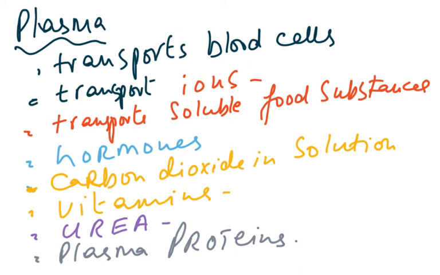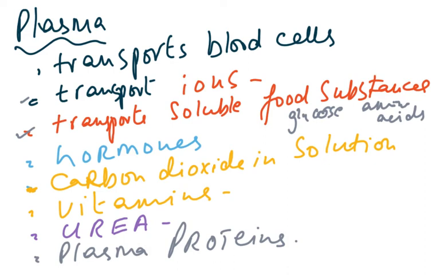Then number two, it transports ions. You have sodium ions, chloride ions, potassium ions. All the body cells need all those ions. Then it transports all the soluble food substances like amino acids. So all the soluble food substances, then hormones produced in the pancreas, transported to the liver, are carried in the plasma, in the liquid part of the blood.